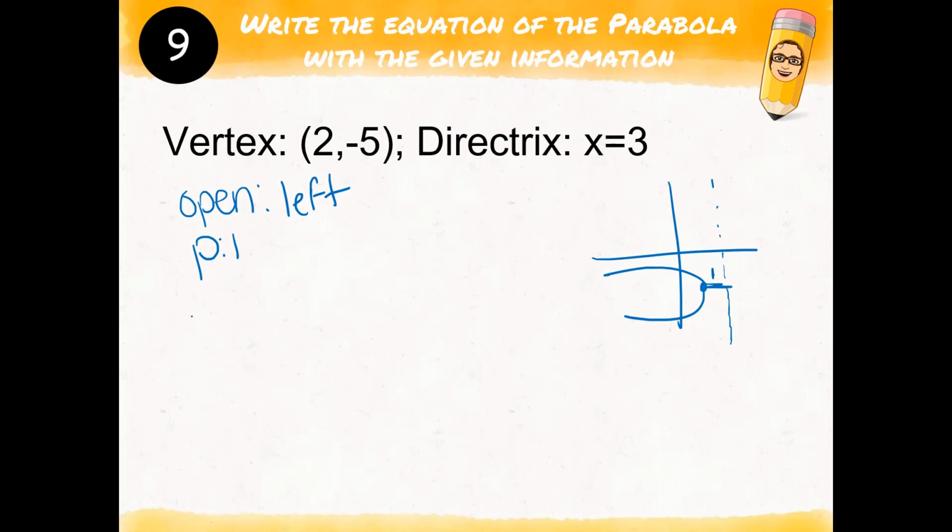So let's write it out. It is opening to the left, which means y has to be squared. I will go y plus 5, x minus 2. Multiply my p-value by 4. I will get 4. And since it's opening to the left, it has to be a negative 4.